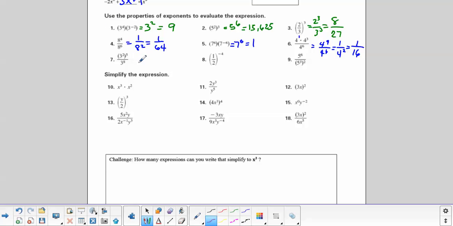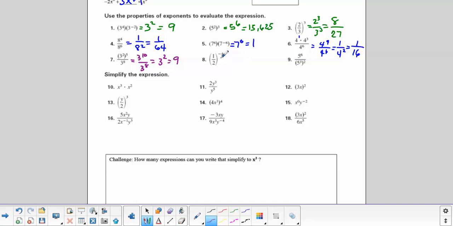Alright, in problem 7, these are also going to be multi-step problems. First I do power to a power, so I multiply 2 times 5. I get 3 to the 10 over 3 to the 8. Now I'm going to subtract the exponents. I get 3 squared, which is 9.